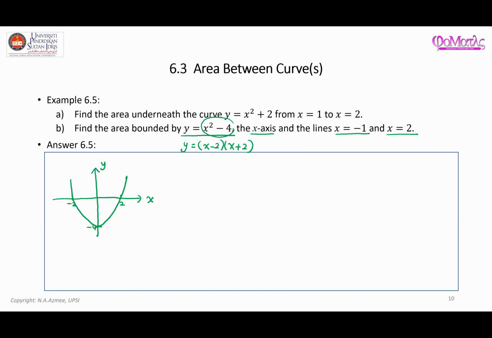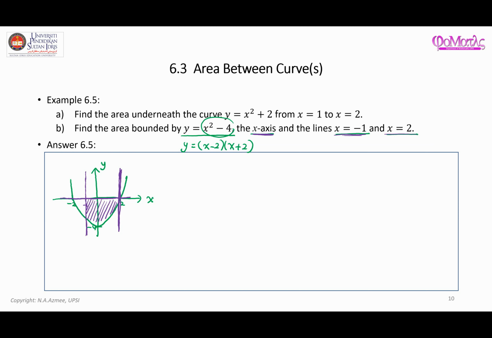Now let's look at the boundaries given here. The boundaries given are the x-axis, so this is the boundary. Next, the line x equals negative 1, so this could have been negative 1, so this is the line. Next is the line x equals 2, so this is the line x equals 2. Therefore, the area that you are looking for is this area.